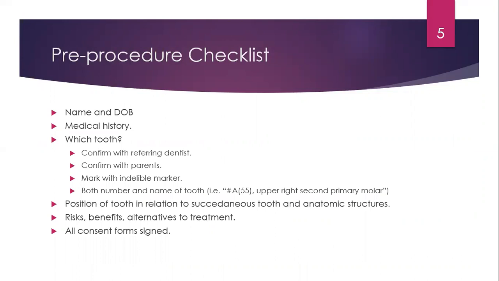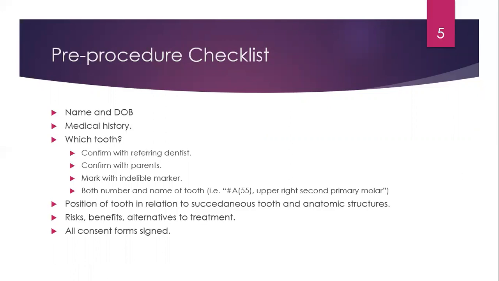The pre-procedure checklist should include the name and date of birth of the patient, extensive medical history, and which tooth, so making sure that you're confirming with the referring dentist, whether that be a general dentist, orthodontist, or fellow pediatric dentist. Confirm with the parent. If need be, you can use an indelible marker to make sure that you're marking the correct tooth. And on any forms, make sure you're documenting the tooth number and the name of the tooth. So for example, A, number 5, upper right second primary molar. So be as detailed and specific as possible just to make sure that you're doing the right procedure.